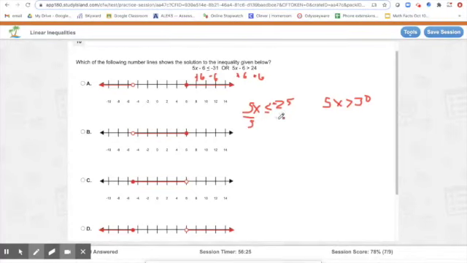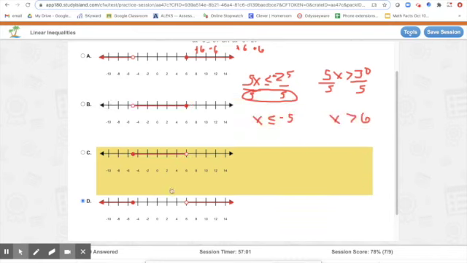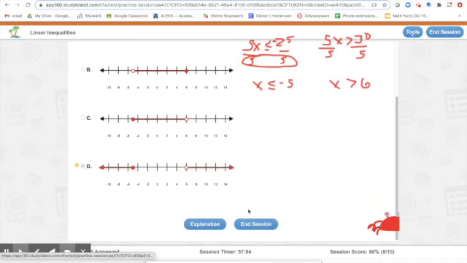And then dividing by 5. I'm still not dividing by a negative. Even though there is a negative and I'm going to end up with a negative, I didn't divide by a negative. I just divided by positive 5. So that means we don't switch the inequality sign here. So we get x is less than or equal to negative 5. All right. Not this one because it's not a closed circle. So I'm looking at D down here. That one's less than or equal to negative 5 and also greater than 6, but an open circle there. So that is our answer for that.